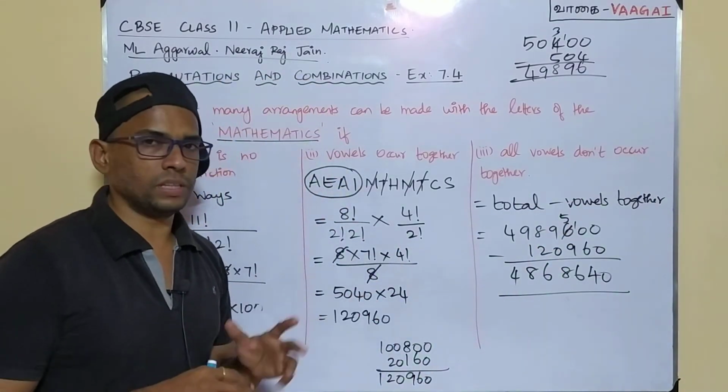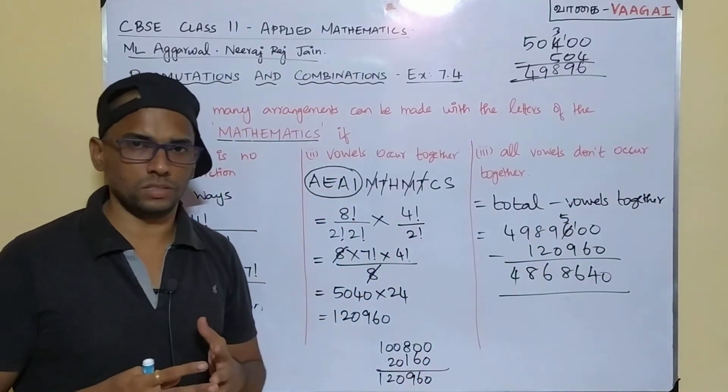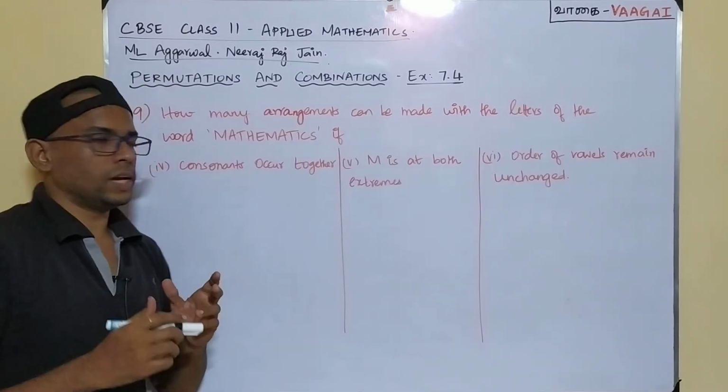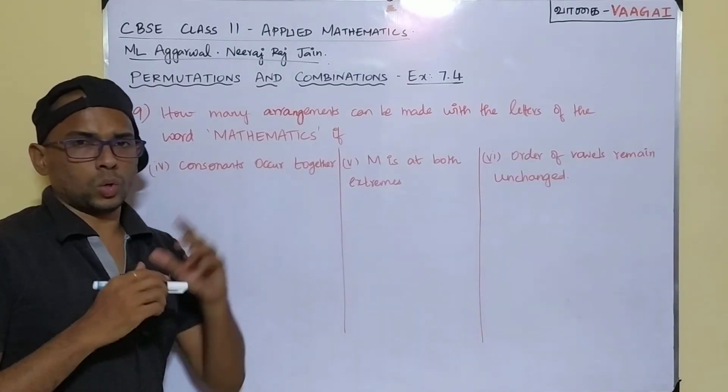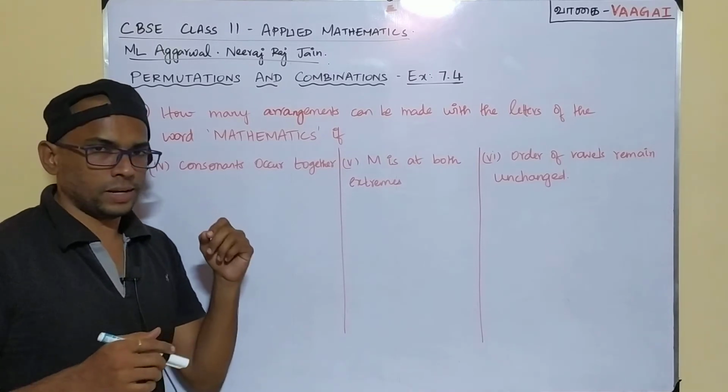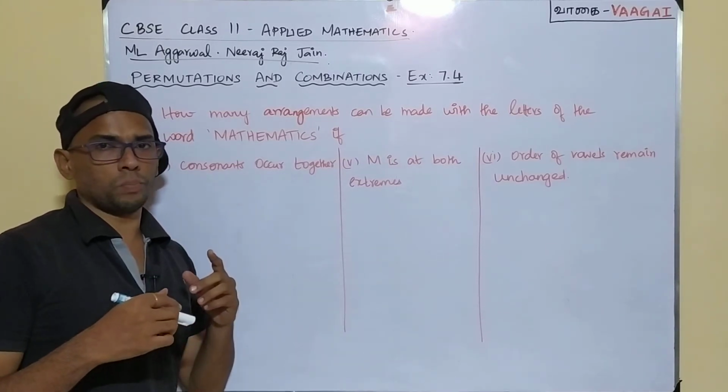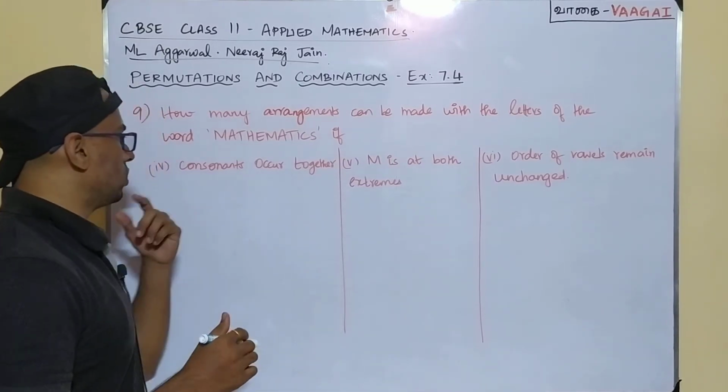And these are going to be the answers for your first 3 subdivisions. Now subdivision 4 says the consonants occur together. So the same given word, mathematics, here the consonant letters should be together. That is going to be the fourth subdivision.